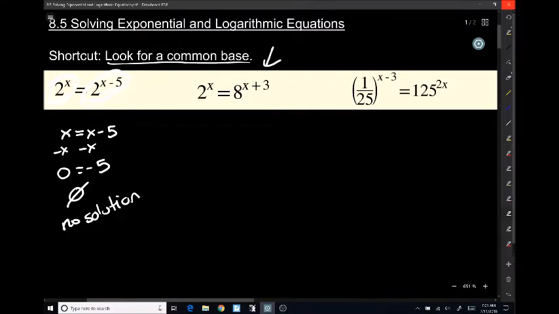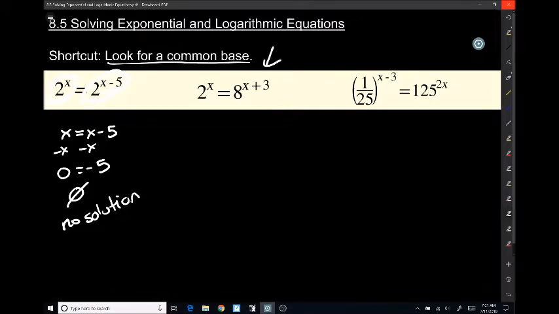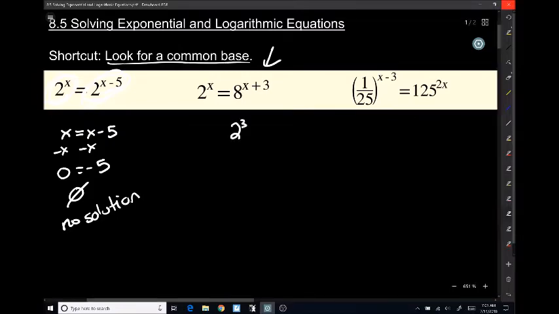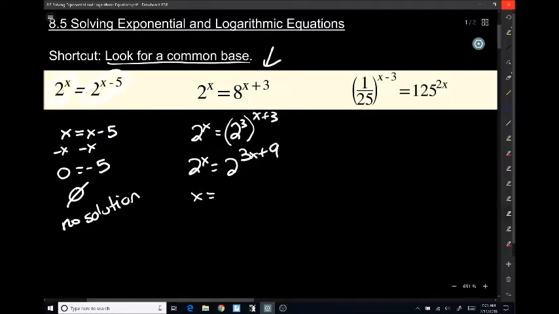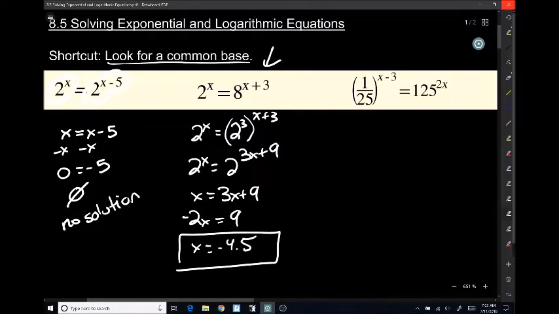So over here for this one, we have 2 to the x equals 8 to the x plus 3. Well, right now, 2 and 8 are not the same base, but 8 is a power of 2. It can be written as 2 to the third. So I can turn this into 2 to the third times x plus 3, and that's equal to 2 to the x. Now that I have a common base, I'm going to simplify. So 2 to the x equals 2 to the 3x plus 9. I distribute that 3 on top. With the common base, if 2 to the x equals 2 to the 3x plus 9, then x must equal 3x plus 9. We solve this, subtract a 3x from both sides, and x would be negative 4.5. I could show the check of that, but it's going to work out, so let's just move on.